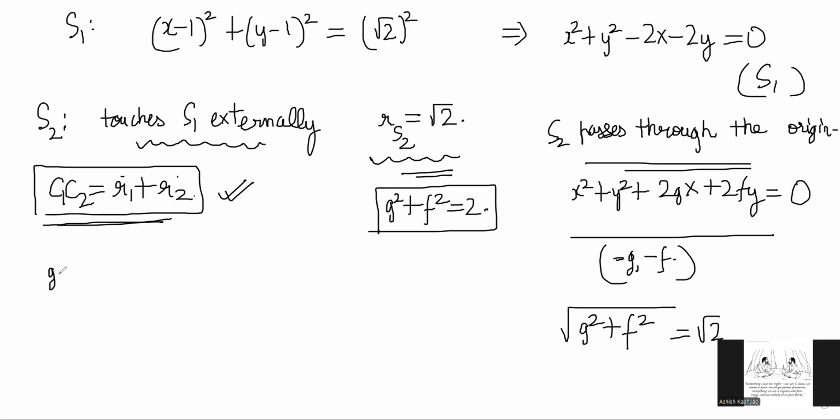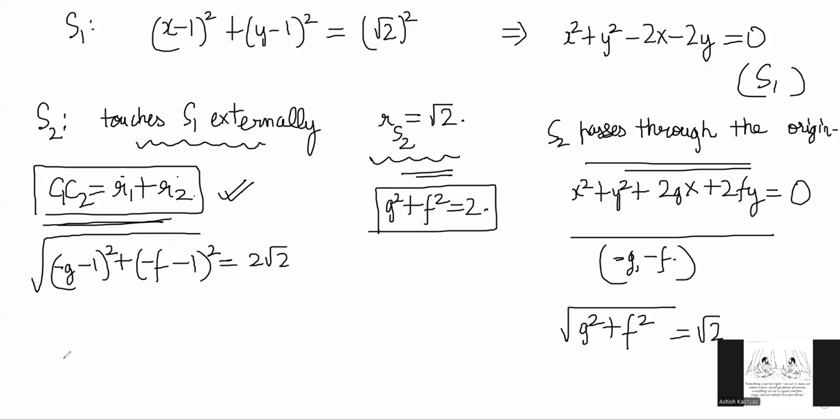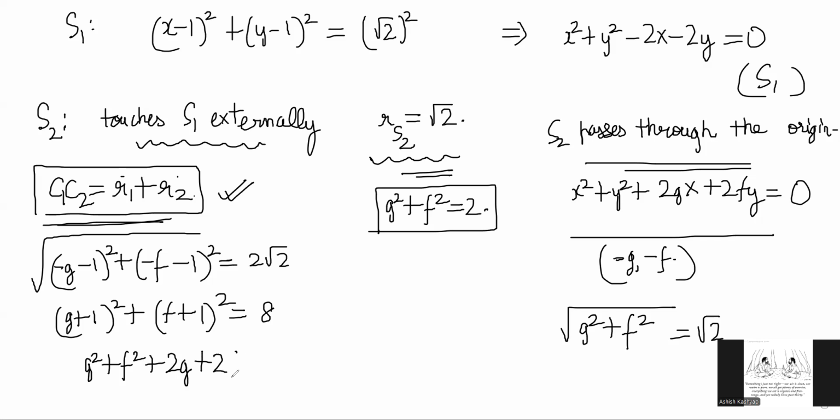And C1, C2 will be g minus 1 whole square. Actually, it will be minus g, since that is the center. So it will be minus g minus 1 whole square plus minus f minus 1 whole square is equal to 2 root 2, and this is under square root. So the minus signs will go away, and it will be g plus 1 whole square plus f plus 1 whole square is going to be 8. And this becomes g square plus f square plus 2g plus 2f plus 2 is equal to 8.